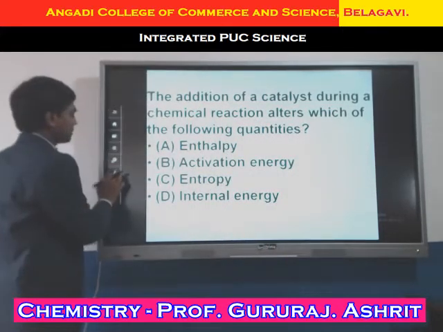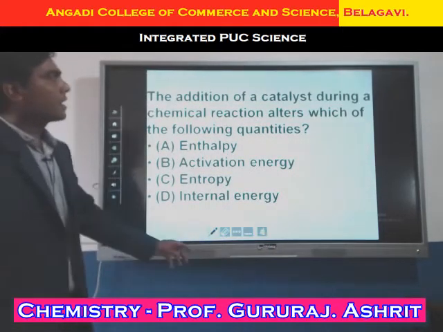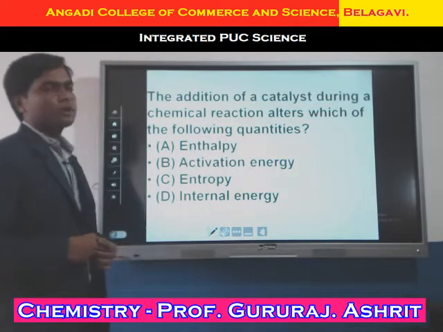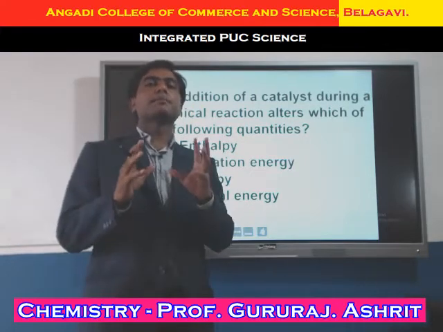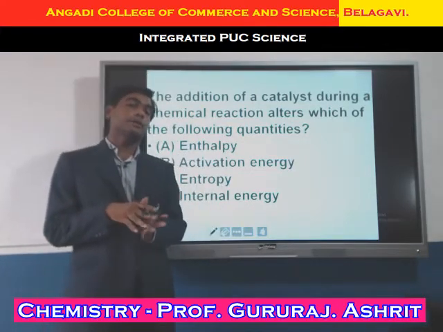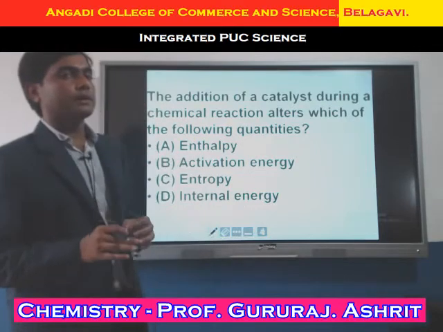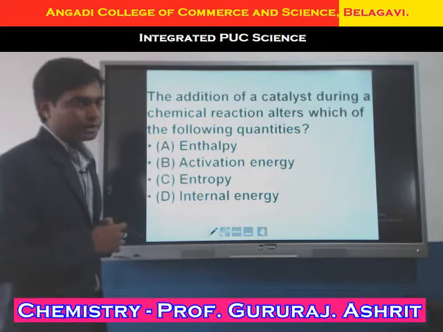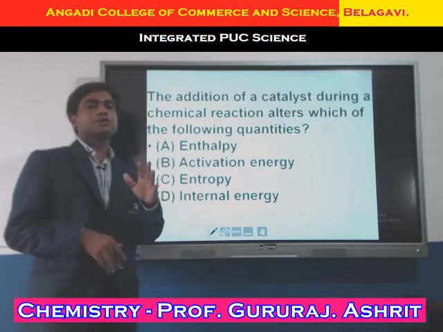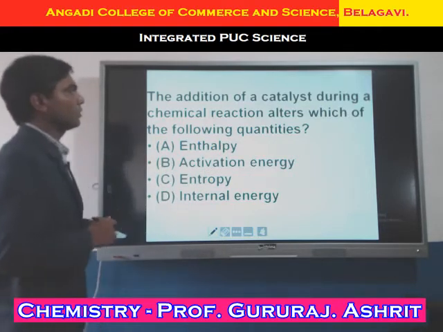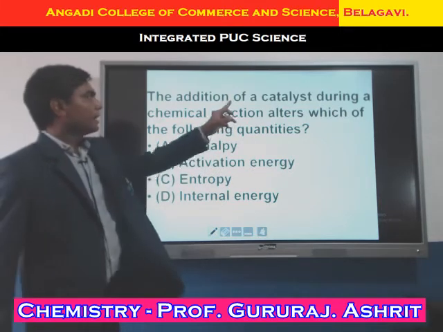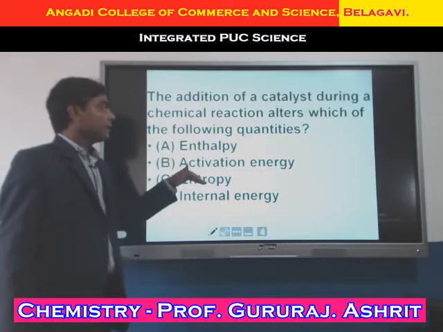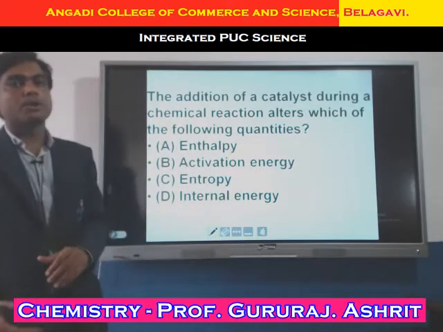So let's see. The addition of a catalyst during a chemical reaction alters which of the following quantities? This comes under the subtopic called catalysis. We know that a catalyst is a substance which is required for the reaction, does not interfere in the reaction, but it may either increase or decrease the rate of the reaction. So what he is now asking is, in the chemical reaction, when you add a catalyst, which quantity it may alter, that we have to understand.